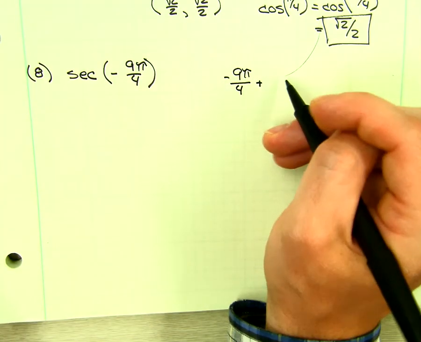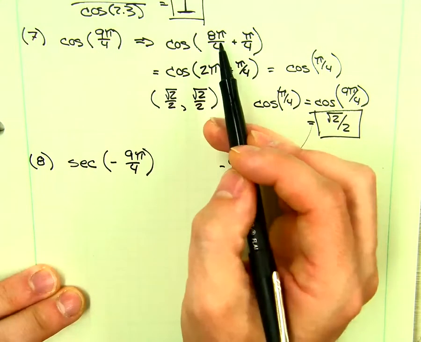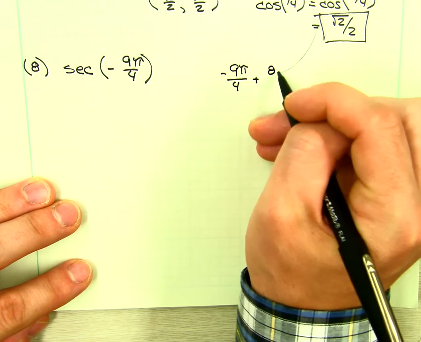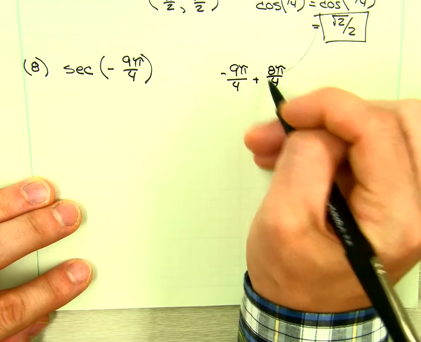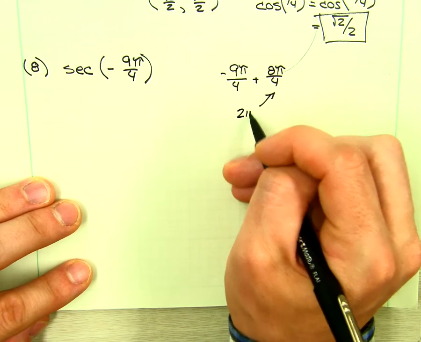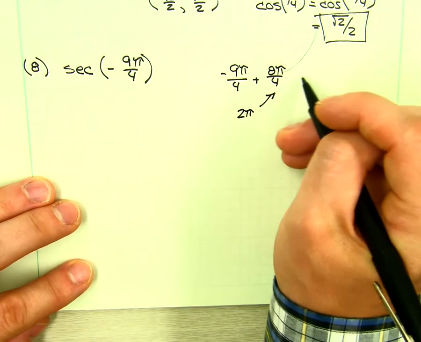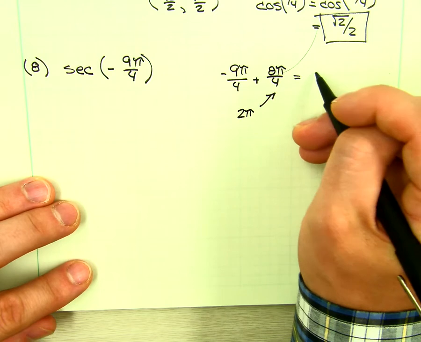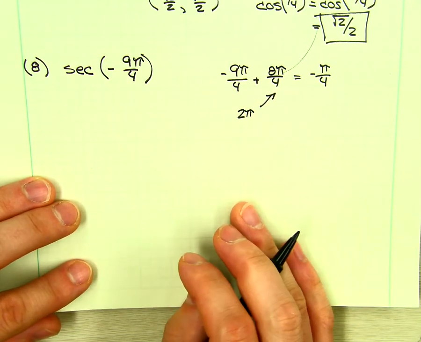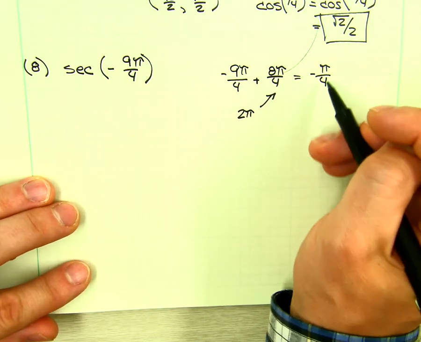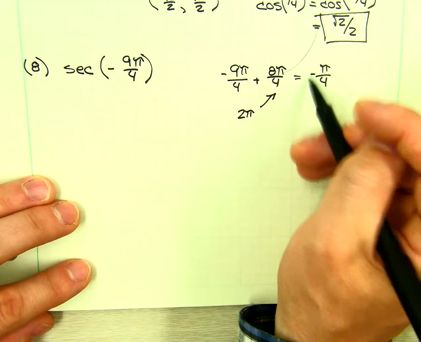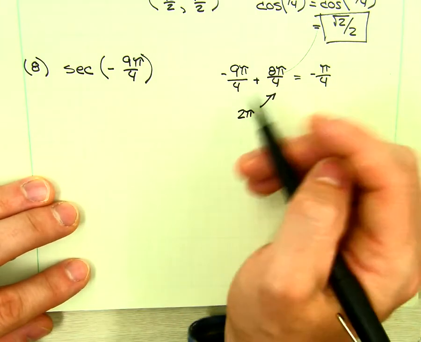Now the 2 pi I'm going to add on, just like how I said 8 pi over 4 is equal to 2 pi, I'm just going to add 8 pi over 4 onto this and see what happens. So this is just equal to 2 pi. Now, negative 9 pi over 4 plus 8 pi over 4 is going to be negative pi over 4. You might be able to look at your unit circle and figure this one out, but because it's a negative value and I'm looking for a value between 0 and 2 pi, I'm going to keep it consistent and do the same thing again.